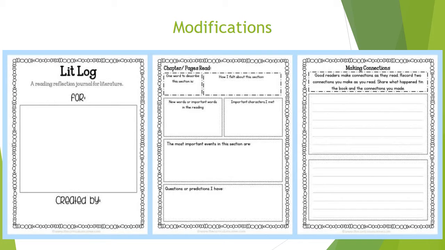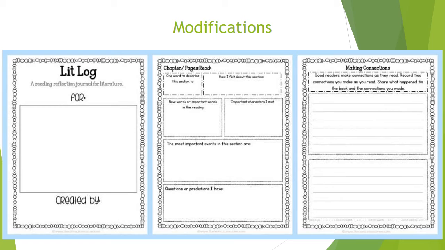A modification for this strategy would be to provide students with a worksheet that they can either glue or staple to their notebook as a way to help them focus on what they have to write or include in their literature logs. And I say this because, as I mentioned previously, a literature log is not a summary of what the student has read, but more so a reflection of what the child is reading.